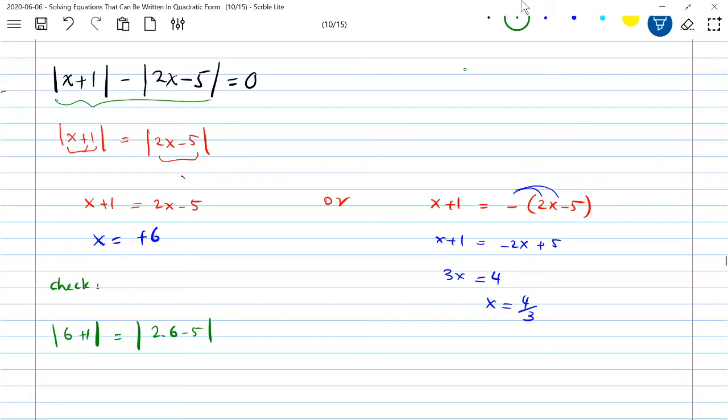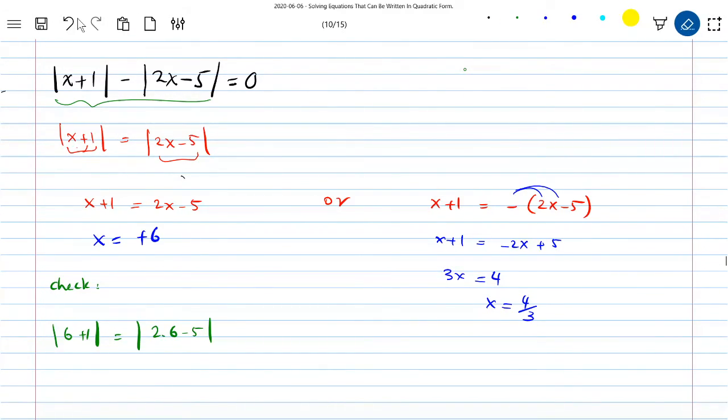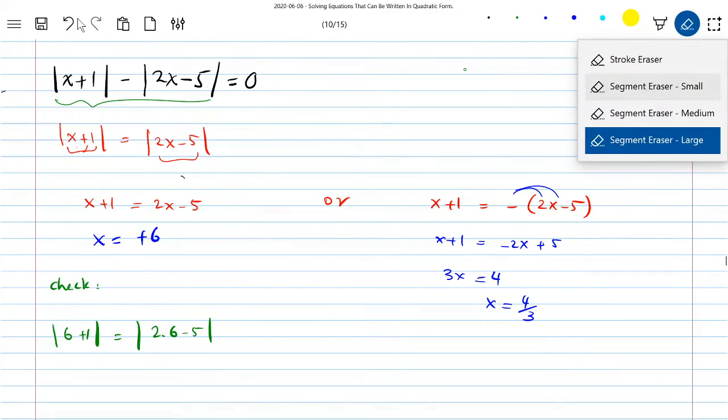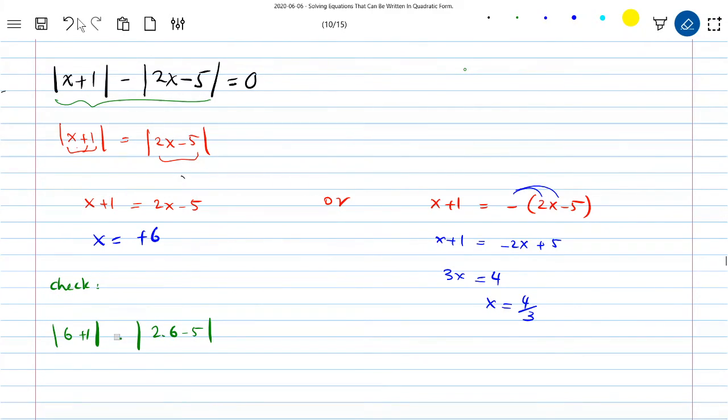Oh, sorry. There was a negative sign in between. Let me fix that. So it's minus that, equal to 0. 6 plus 1 is 7. So you have 7. Absolute value of that is still 7. Minus 2 times 6, 12 minus 5 is 7. Absolute value still 7. 7 minus 7 equals 0. Yes, therefore x equals 6 is acceptable.